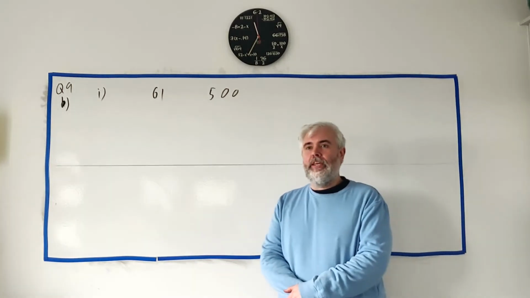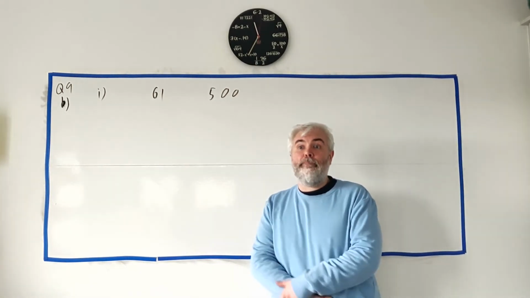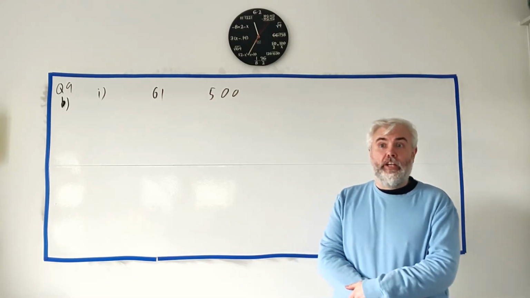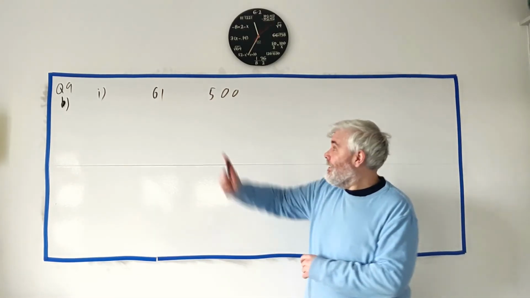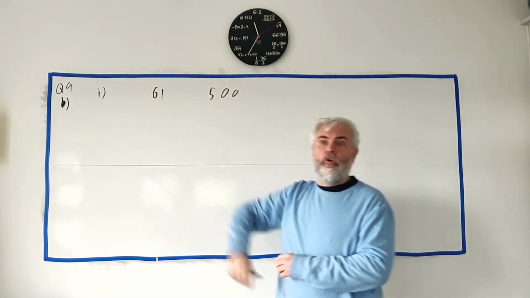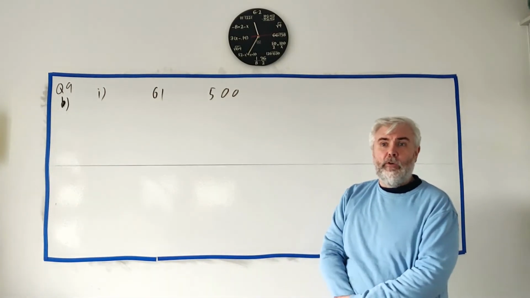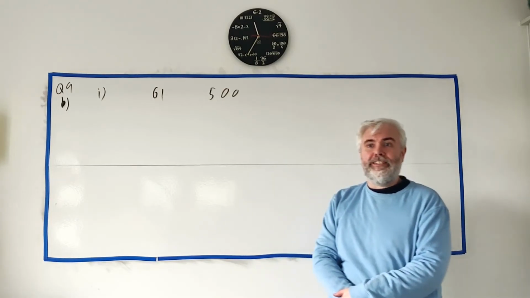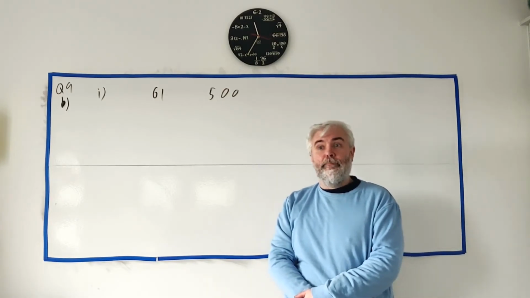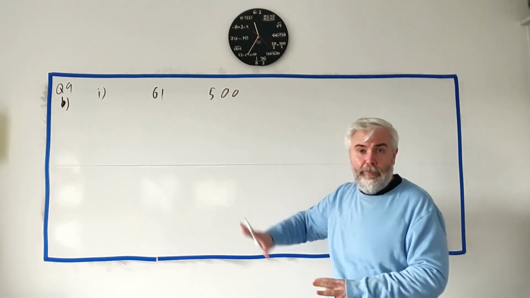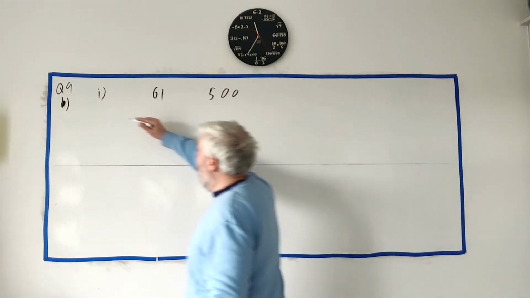Okay, in part B, we have a random sample of 500 students from Cork that took a statistics test. 61 of them scored a rating of excellent out of the 500. So part 1 simply asks us to work out the percentage of students in the sample that was given a rating of excellent. So this is very common to do. We're just getting a percentage.